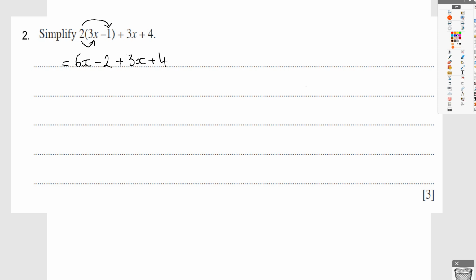Now we need to simplify by collecting like terms. So 6x and plus 3x are like terms. That's going to give us 9x. And then minus 2 is a like term with plus 4. Minus 2 plus 4, think of your thermometer, that will be plus 2. Your second mark is for the 9x, your third mark is for that plus 2.